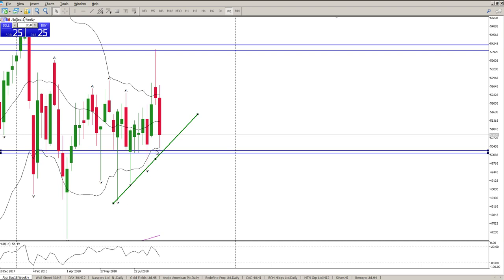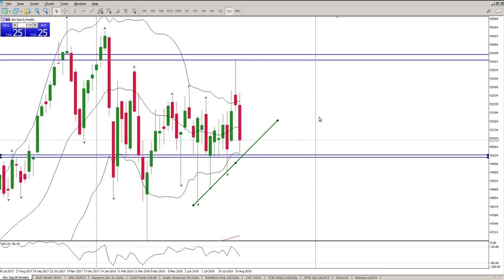Now, have a look here. All these intersecting, so you've got diagonal and horizontal trend lines all in the same area. So a very good area to look for a long. Okay, so that's kind of my take on this for today.